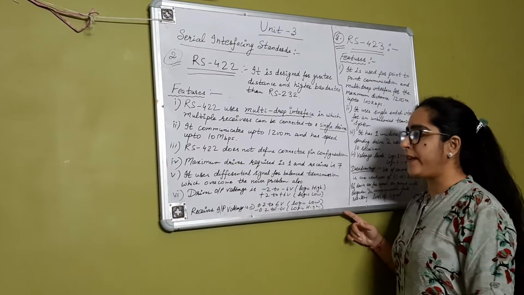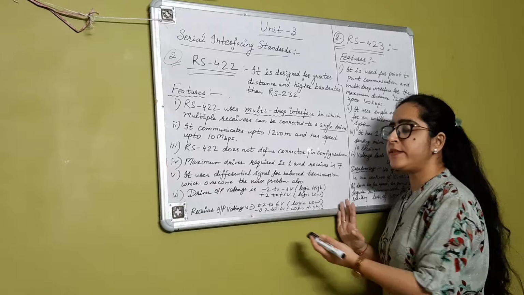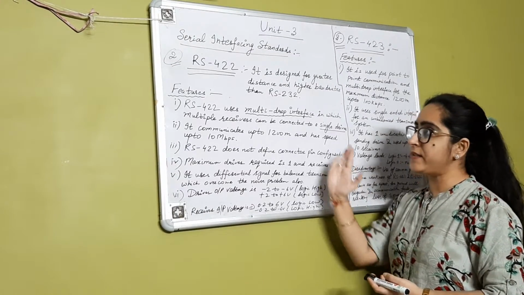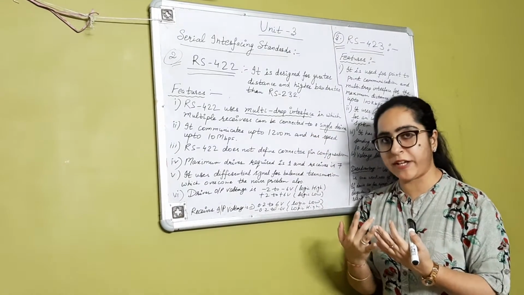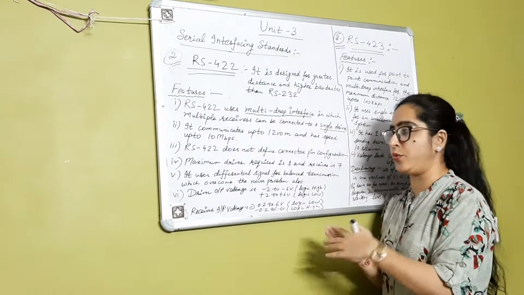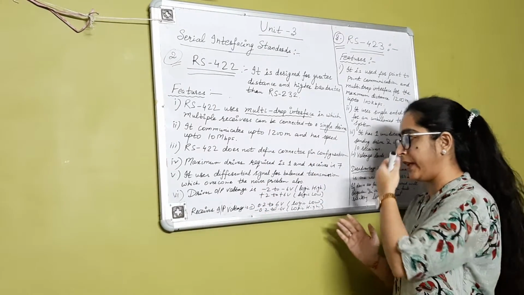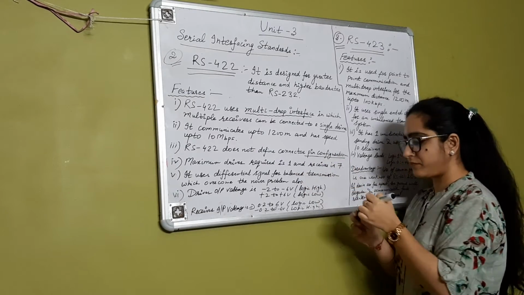Next, RS-422 does not define a connector pin diagram. So there is no connector pin configuration for RS-422, whereas we discussed the 9-pin connector and 25-pin connector in RS-232. In RS-422 there is no pin configuration available.